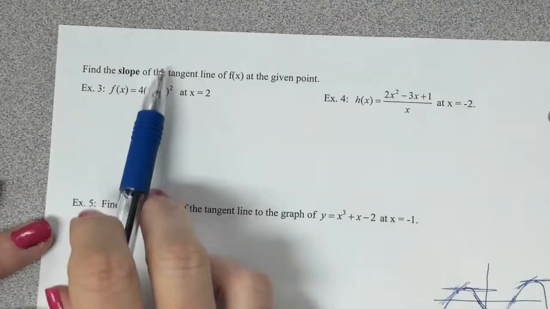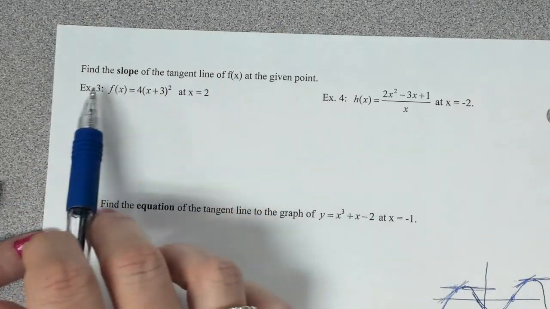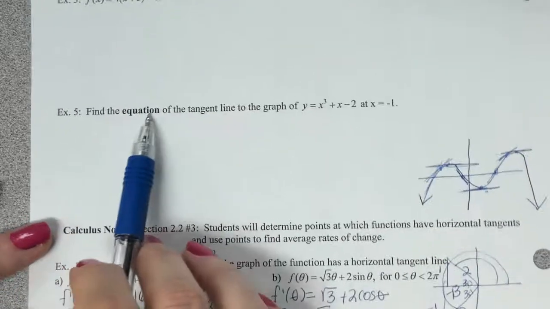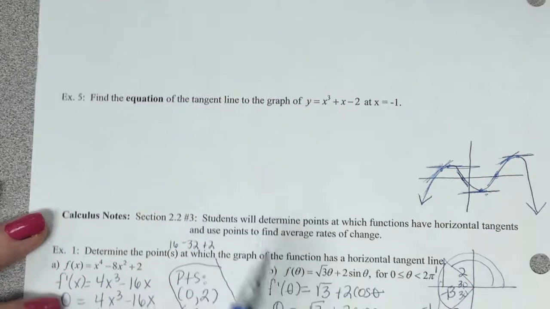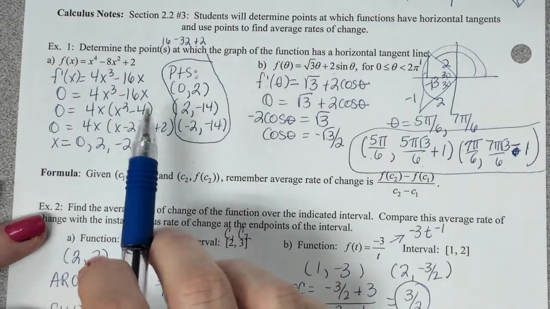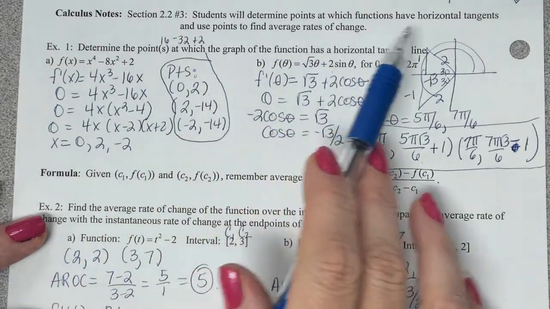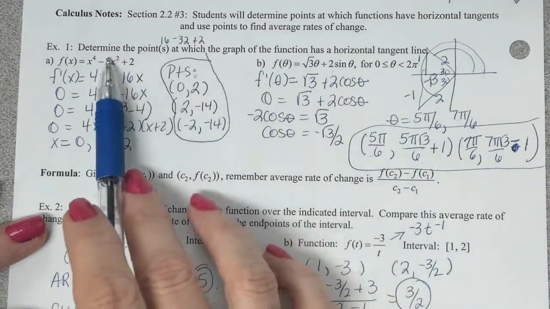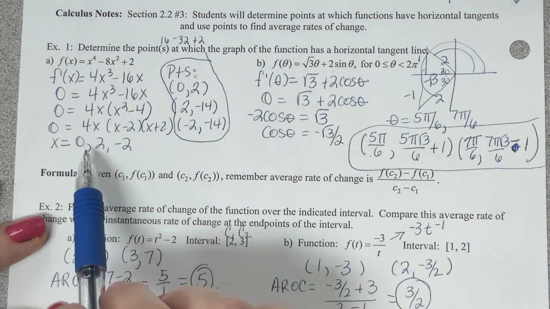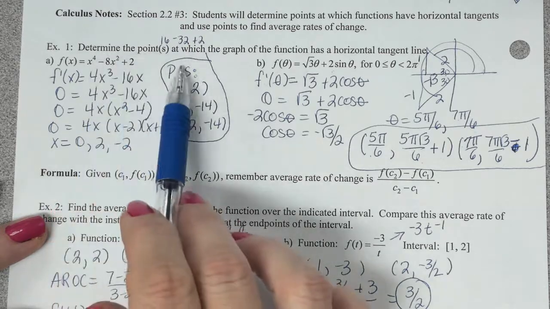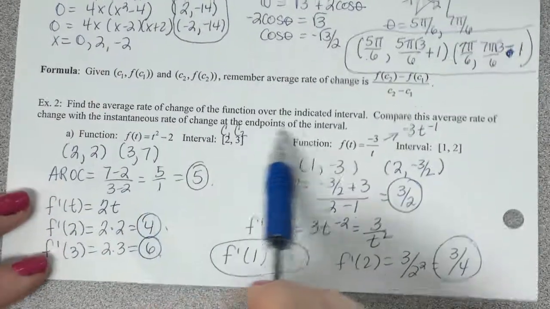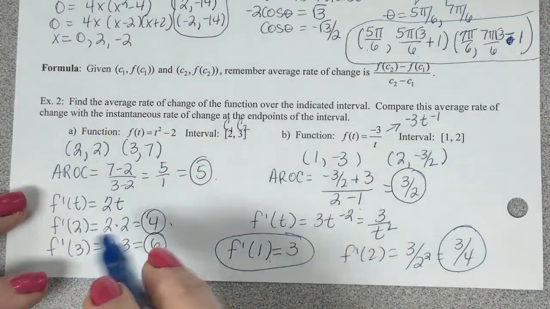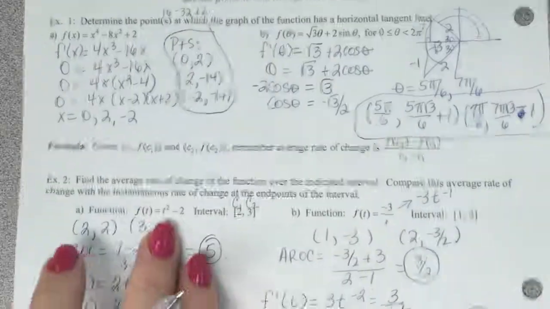Then you have to be able to find the slope of the tangent line at a point. Remember, that's just your derivative. Find the equation of the tangent line. You have to know the point and the slope to do that. And then lastly, the thing we just talked about now, finding that place where we have a horizontal tangent. We take that derivative, set it equal to 0, then plug those x values back into the original to find out the y values. And lastly, average rate of change and instantaneous rate of change. Okay? So if you understand everything on this notes page, you'll be in good shape for the quiz.